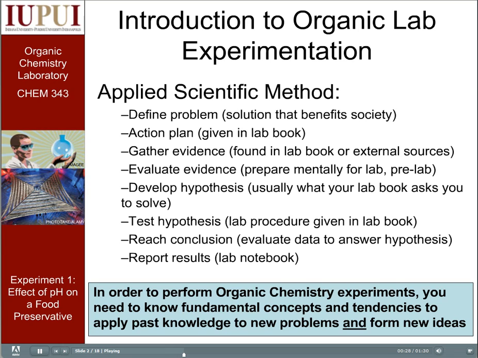A lot of times the problem is going to be given to us in the lab book as well as the plan. So that's usually in some of the pre-lab reading you'll get. The evidence, again, is usually found in your lab book. Sometimes we might ask you to go out and look for external sources, especially on some of the end of the semester projects. Then once you evaluate what the book says, that evidence, then you look at the hypothesis that they provide. You get to test it by doing the procedure they give you in the book, and then you can evaluate that data and see if that hypothesis that either they or you developed was correct.